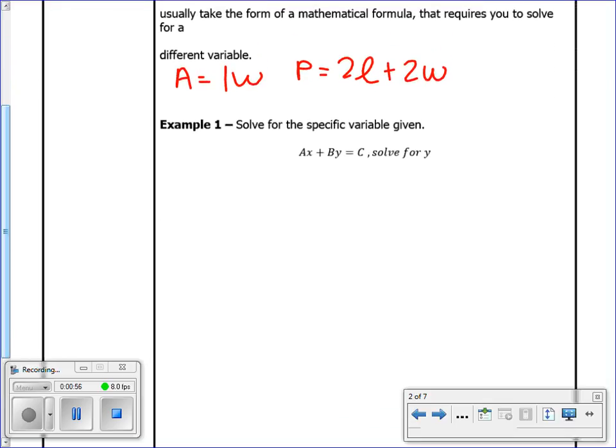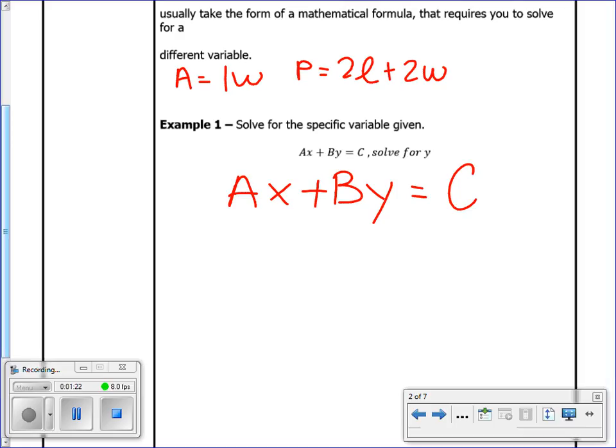If you look at example 1, it says solve for the specific variable given. It gives you the equation AX plus BY equals C, and it wants you to solve for Y. So you take the same steps like you would to solve a regular equation. The only difference here is you can't really simplify things because you have letters instead of numbers.